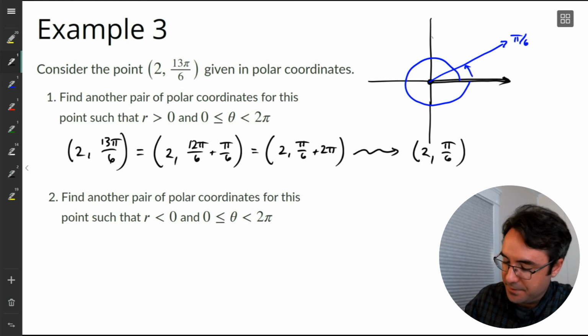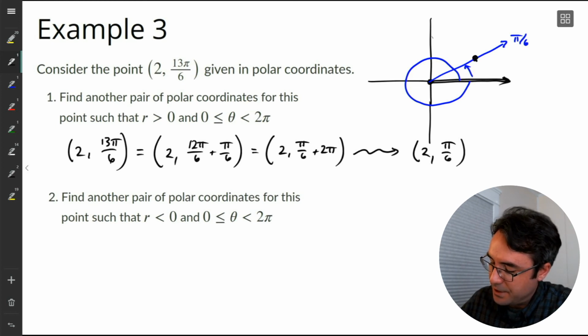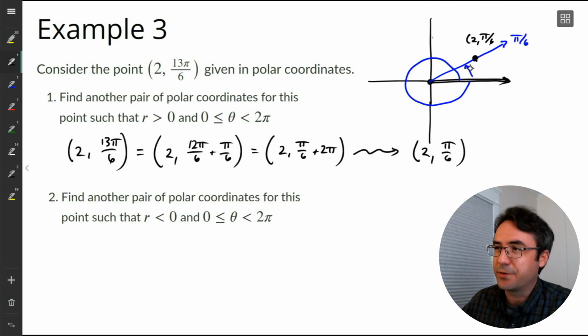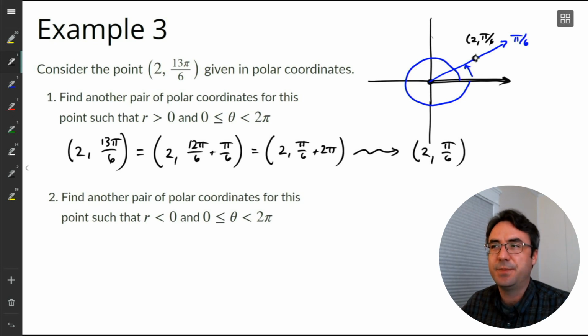So say our point here would be 2 comma pi over 6. So we find the pi over 6 ray, and then we count 2 units out from the origin. So this would be our point.